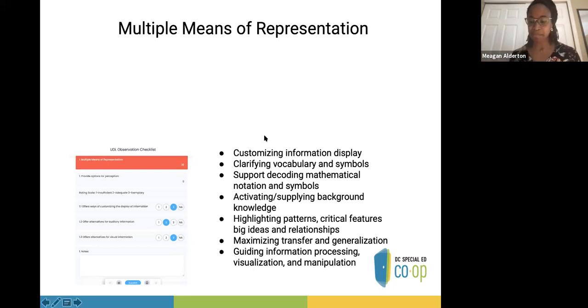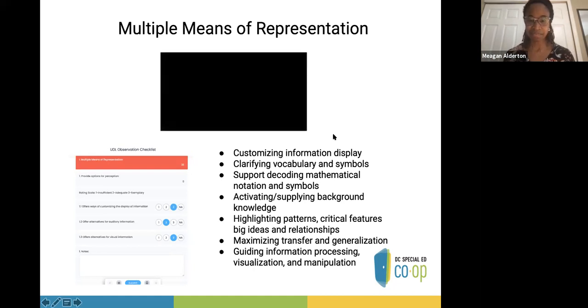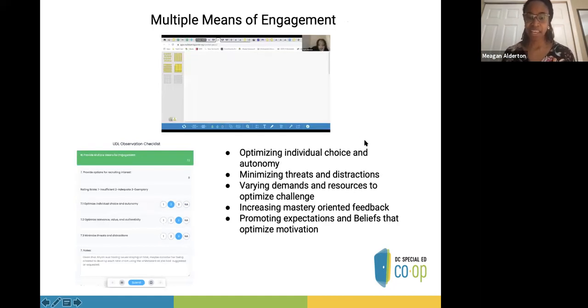So moving along. The next component that we get to see is multiple means of engagement. All right. This is a very short snippet, but it allows you to see how we're optimizing choice for the kids, because they're going to move into doing some independent work.